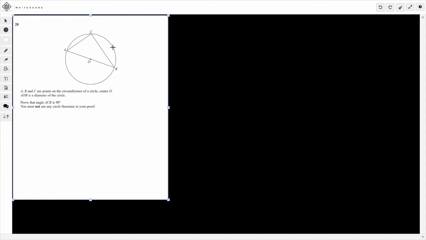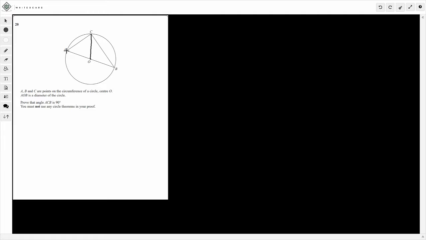Like the last one we did, to start with we need to split this up into two isosceles triangles, and we know it's going to be isosceles because of this fact here. So I'm going to join a line from the center to C, from O to C. Now this is a radius because we went from the center to a point on the circumference. And this is also a radius, and this is also a radius.